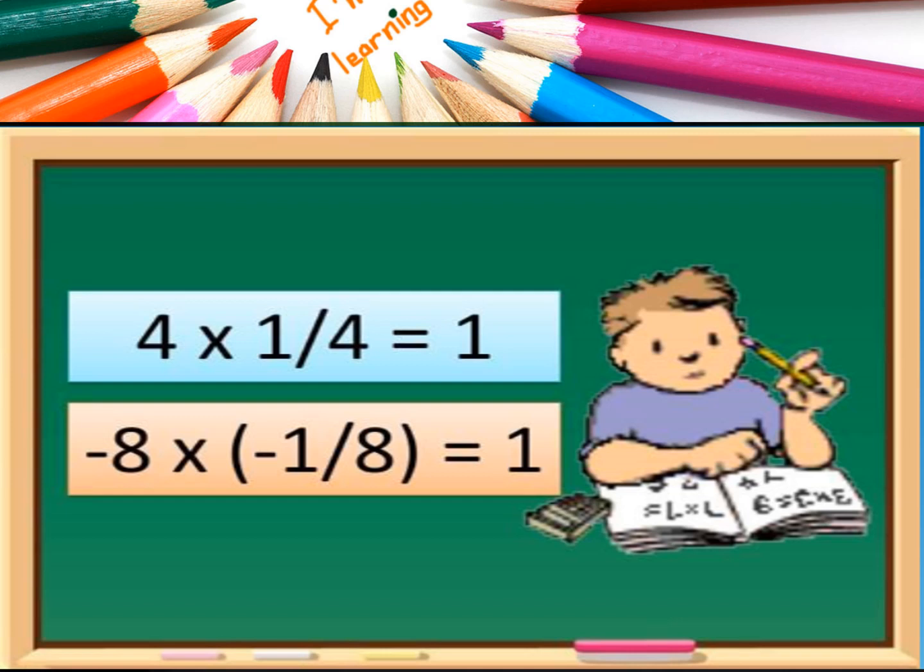Okay, let's have this example. 4 times 1/4 is equals to 1. Bakit? Kasi po, ita-times natin, 4 times 1, diba? 4 over 4 equals to 1. Dito, negative 8 times negative 1 over 8. So, magiging negative 8, magkatulad ng sign, so magiging positive. So, negative 8, magiging negative 1, maging positive 8 over 8 is equals to 1. Okay.